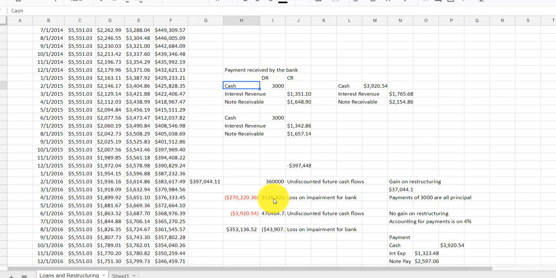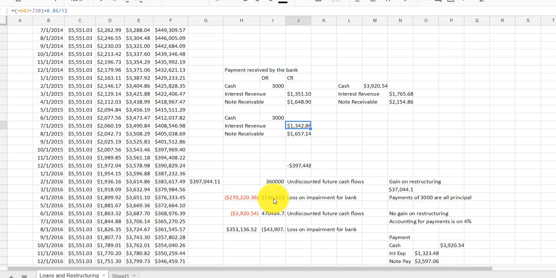From there on, they need to record the payments they receive. However, once they have made that loss, they calculate everything using the original interest rate. And by the way, the present value of those payments is also done at the original interest rate. So the cash is $3,000. They're going to receive interest at 6% on the balance of the loan, the new balance, which is lower, the $270. And then the rest goes to note receivable.